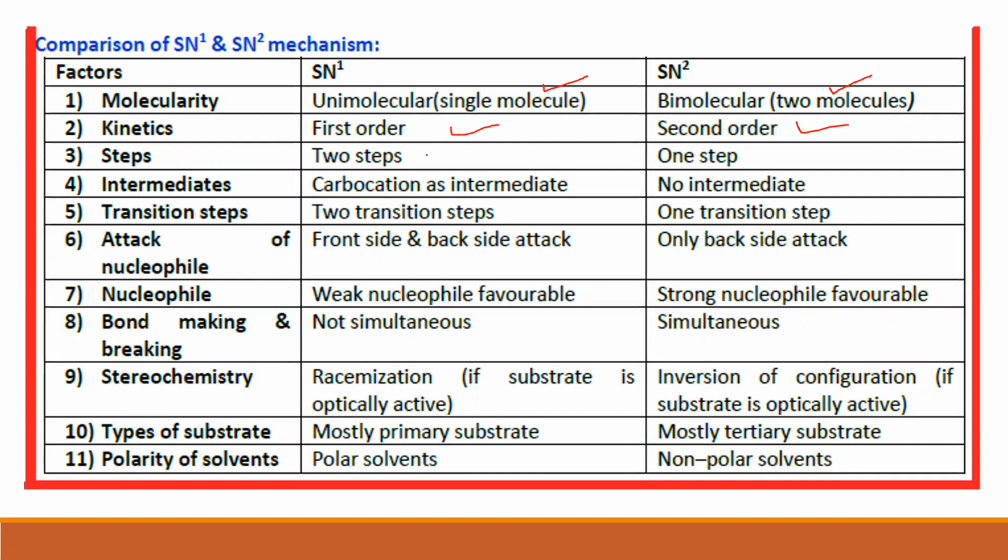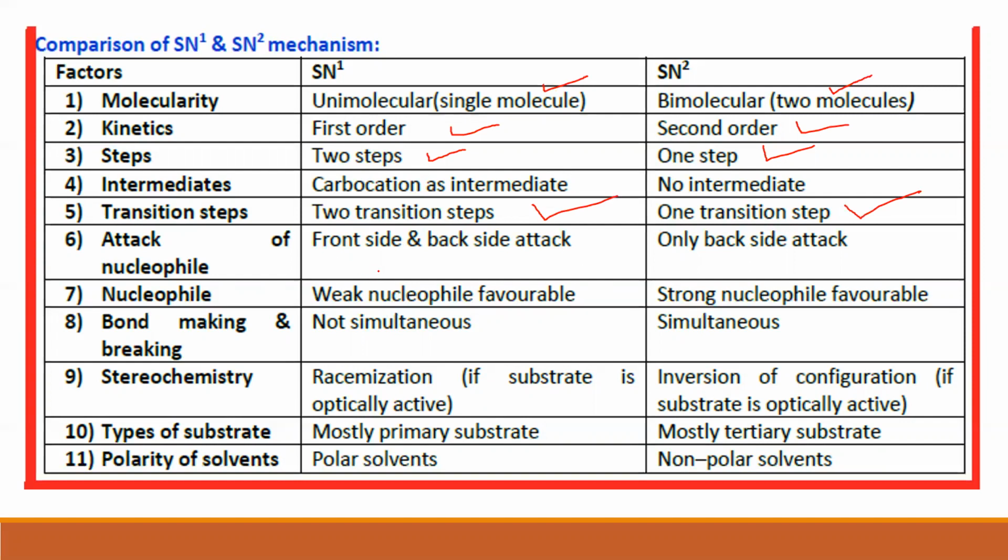Steps: SN1 is a two-step process. The first step is formation of a carbocation, and the second step is attack of the nucleophile, whereas SN2 is a single-step process via a cyclic transition state. Now, the intermediates that are formed: carbocation forms the intermediate, whereas in SN2, there is no intermediate, but there is a transition state. So there are two transition states here, whereas there is only one transition state.